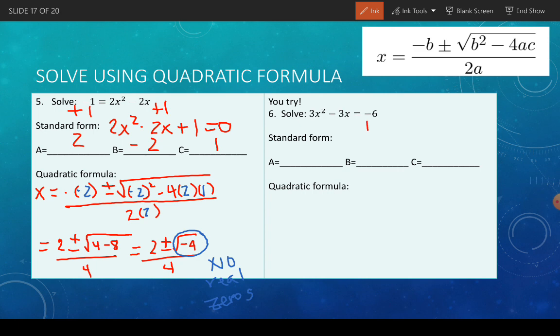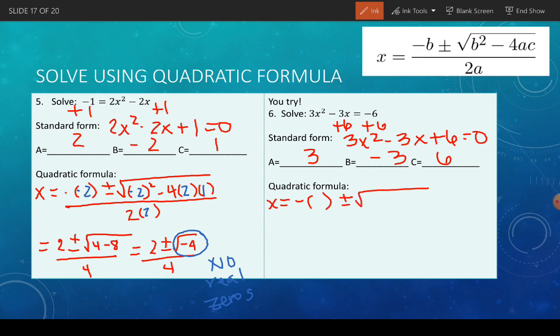Okay, so we need to add 6 to both sides in this case. So standard form would be 3x squared minus 3x plus 6 equals 0. A is 3, b is negative 3, and c is 6. So x equals negative b plus or minus the square root of b squared minus 4ac all over 2 times a.